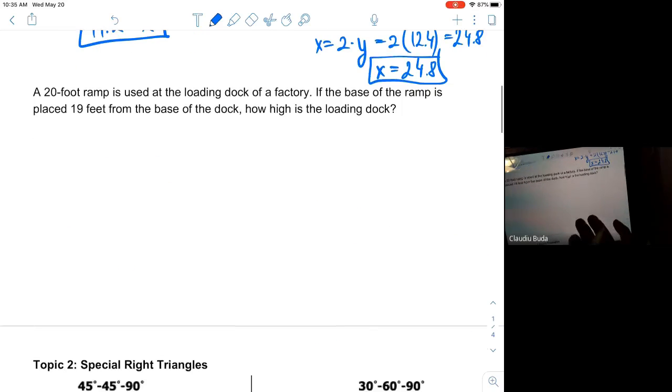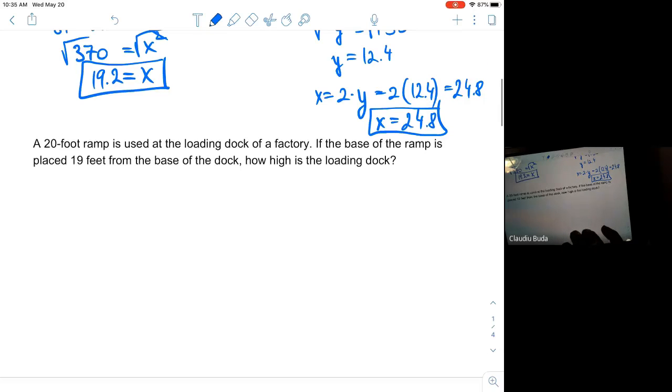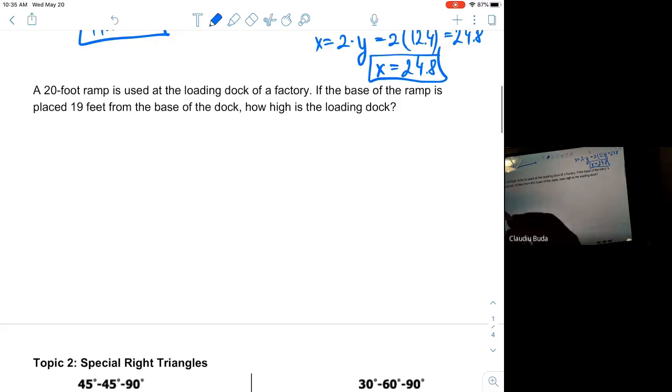Okay, hopefully that makes sense. A little application of the Pythagorean theorem. We have a word problem. A 20-foot ramp is used at the loading dock of a factory. If the base of the ramp is placed 19 feet from the base of the dock, how high is the loading dock? Well, let's create a drawing first.